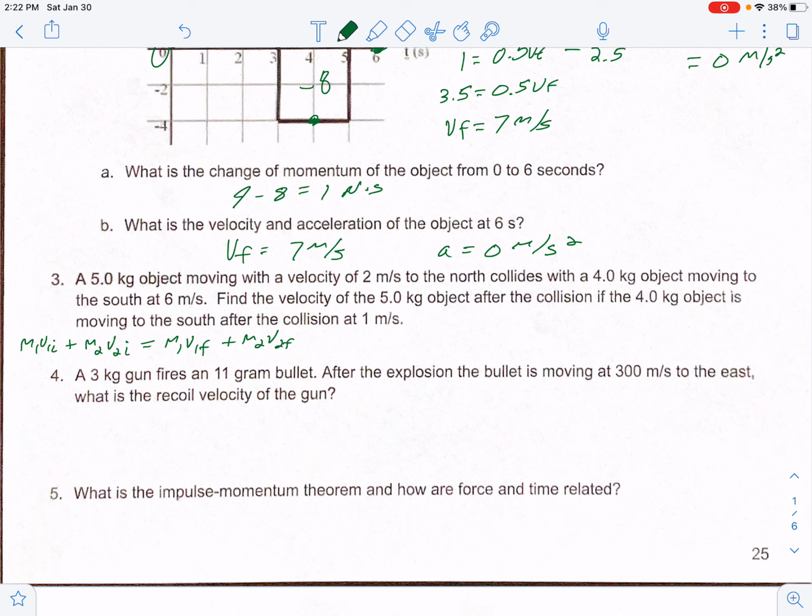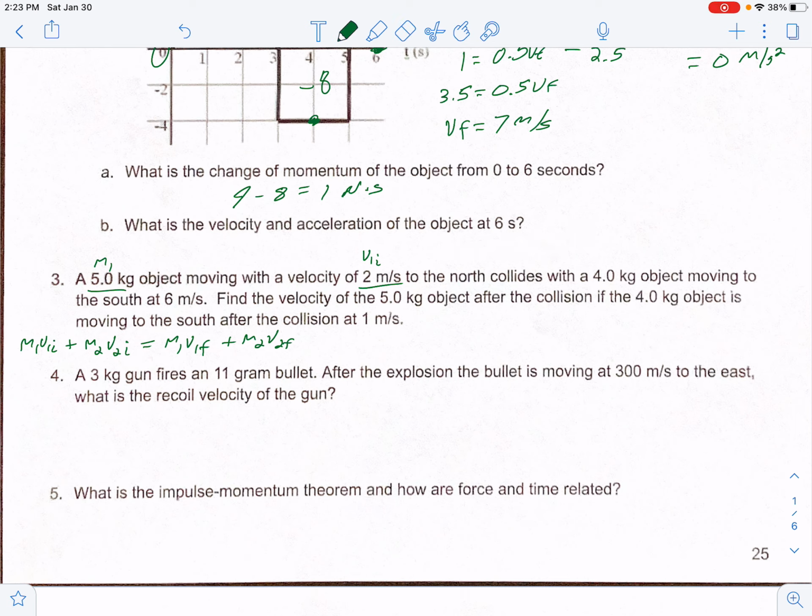Okay, so now we're going to start labeling stuff. I'm going to say this 5.0 kilogram mass is m1. It's moving with a velocity of 2 meters per second, so there's my v1 initial. I'm going to clear this up just so we don't get things mixed up. Rewind that if you need to see those answers again.